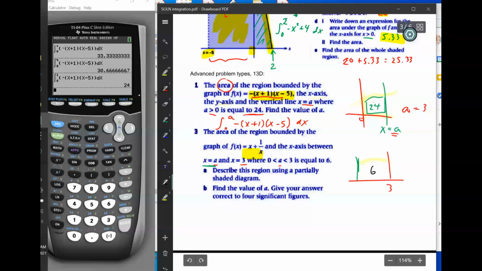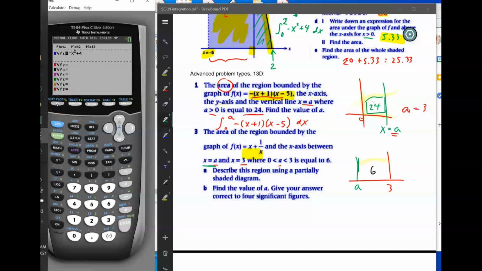Okay, but we know that we don't know the a value. We just know it's between 0 and 3. Well, doesn't that make guessing very easy? Okay, so we're going to first draw a partially shaded diagram, and to do that, I guess we do need to graph this to get a nice picture of what x plus 1 over x looks like.